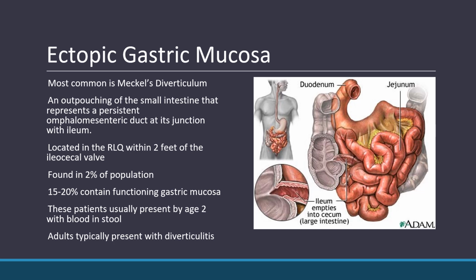These patients usually present by age 2 with blood in the stool. Sometimes they can lay dormant in the body for a long time, though, and then present later. Adults will typically present with diverticulitis.